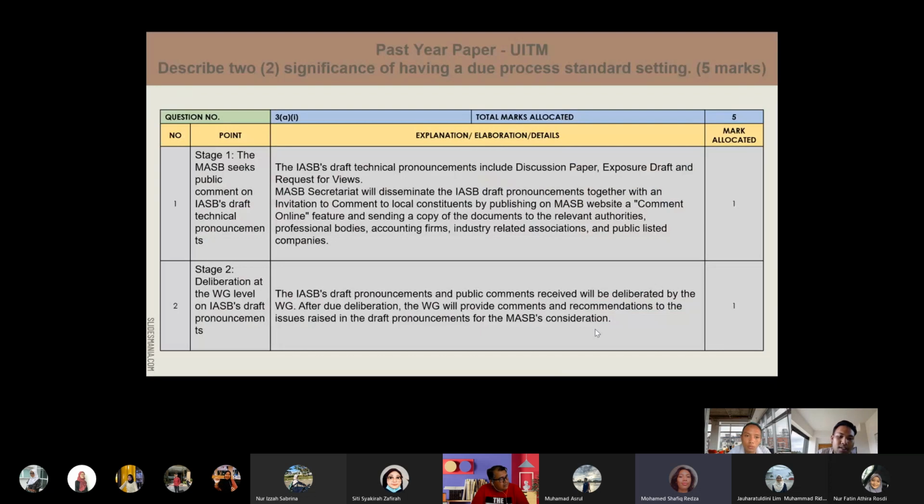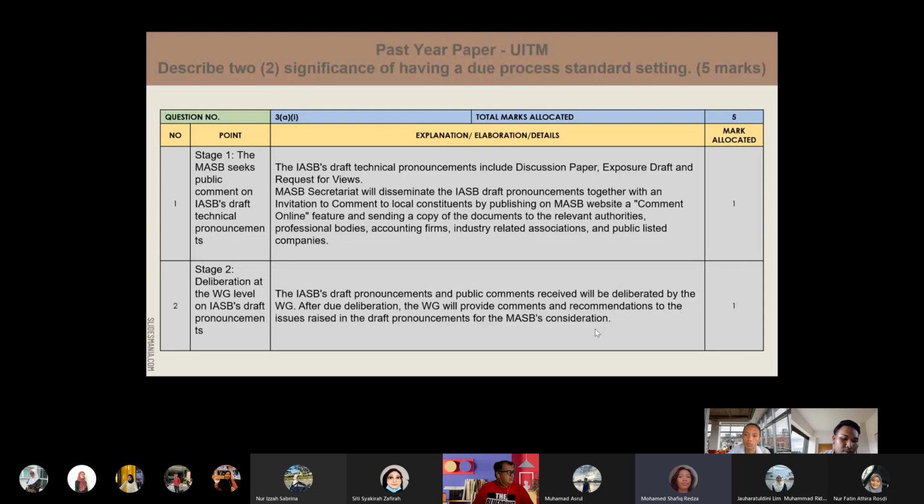For the explanation, the IASB draft technical pronouncements include discussion paper, exposure draft, and request for views. The MASB Secretariat will disseminate the IASB draft pronouncement together with an invitation to comment to local institutions by publishing on the MASB website a comment online feature and sending a copy of the document to the relevant authorities, professional bodies, accounting firms, industry related associations, and public listed companies.